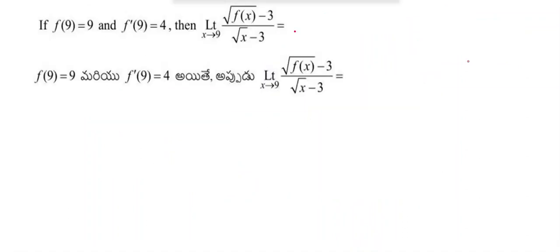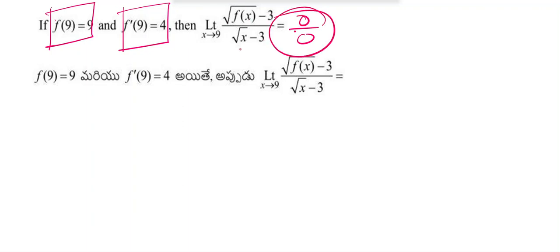This is the next problem from limits. Here f of 9 is given as 9 and f dash 9 is given as 4. Then find limit x tends to 9 of (root f of x minus 3) by (root x minus 3). Substituting x equal to 9, in the denominator root 9 minus 3 is 3 minus 3, so the denominator value is 0. In the numerator, f of 9 is 9, root 9 is 3, 3 minus 3 is 0. So it is 0 by 0 form, applying L'Hospital rule.